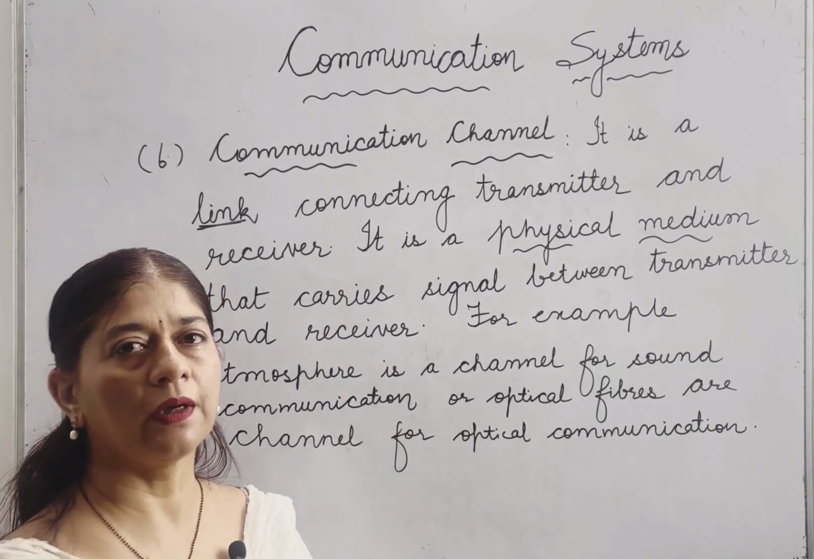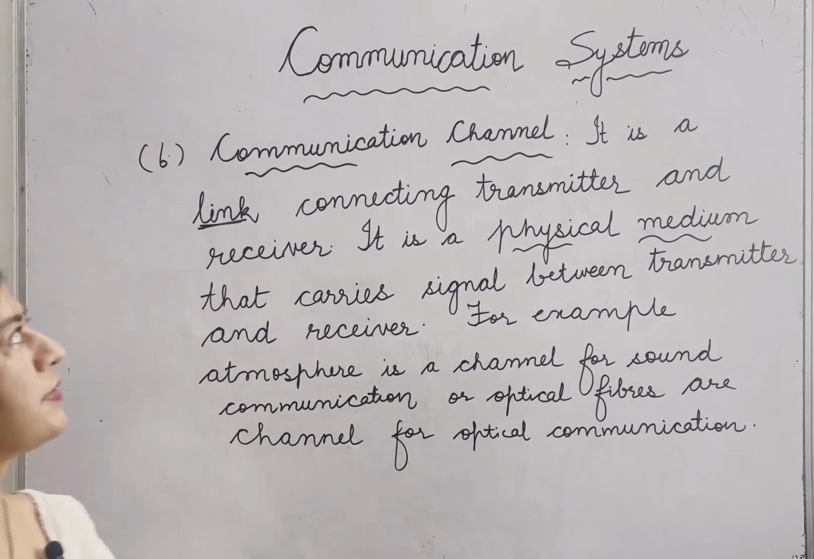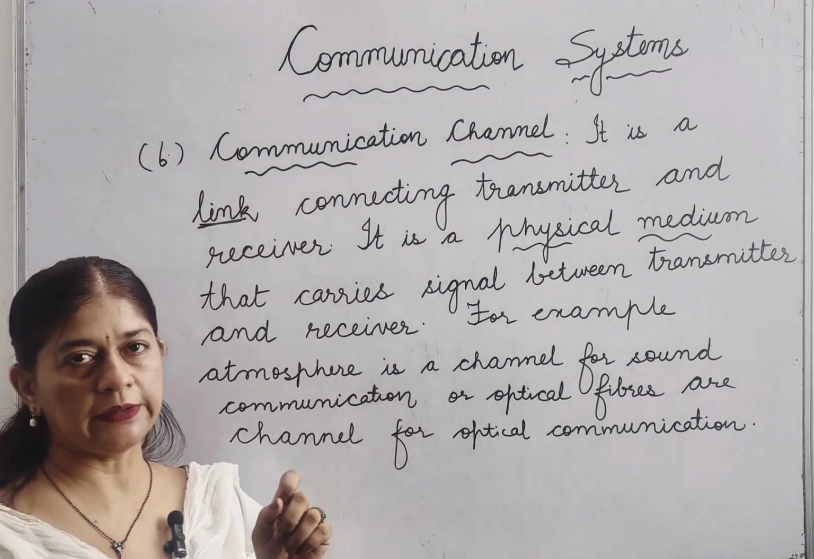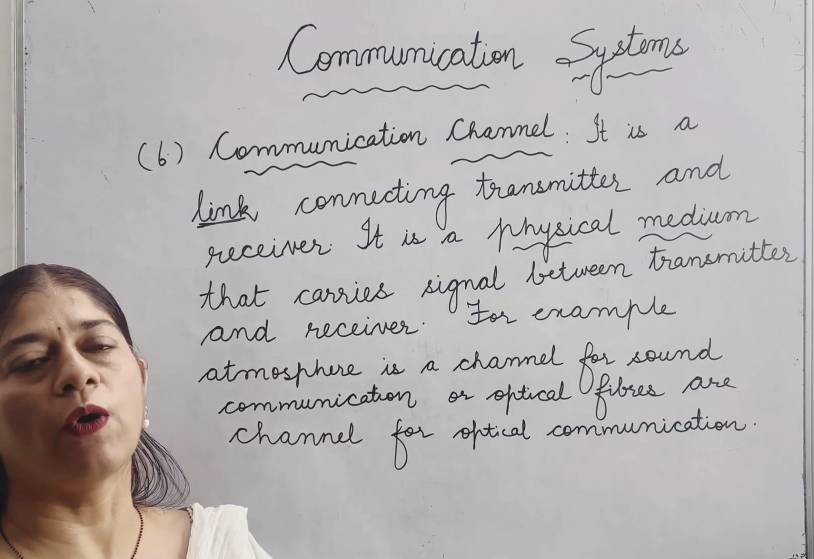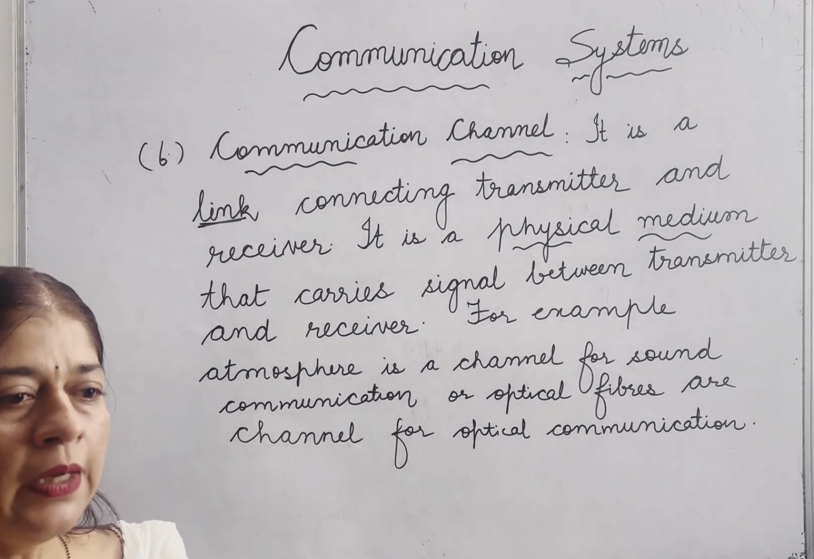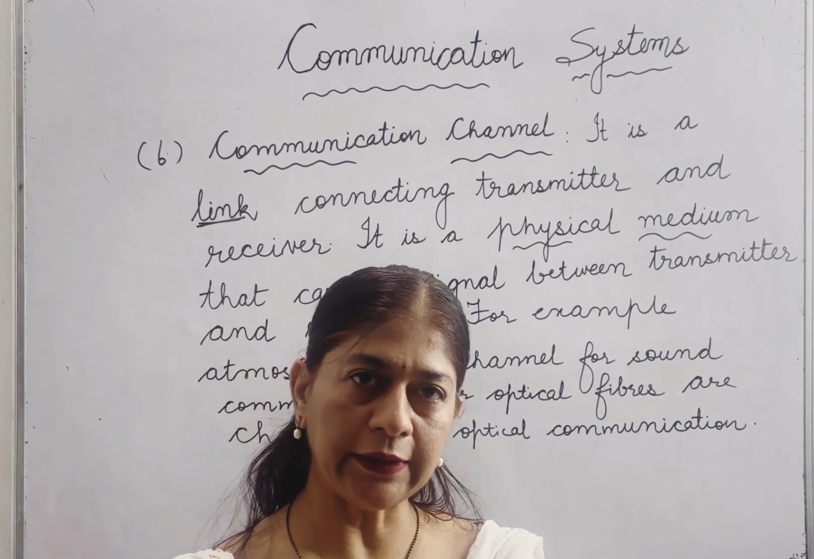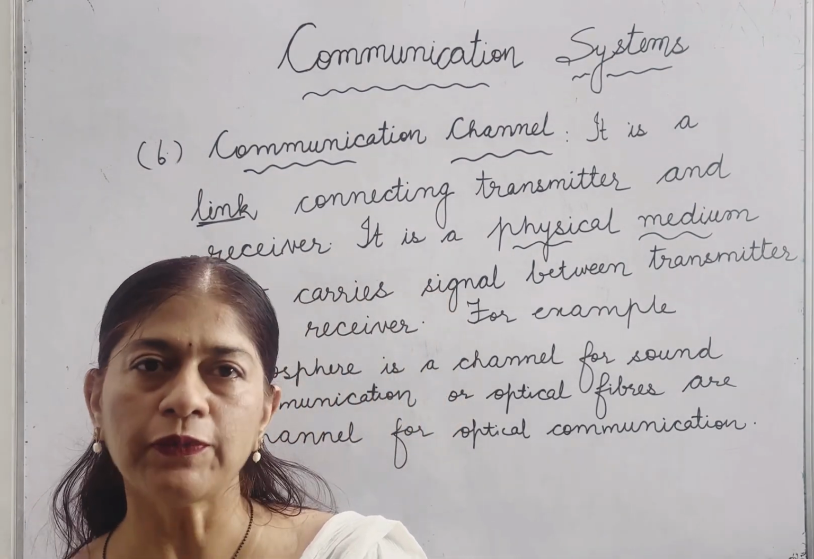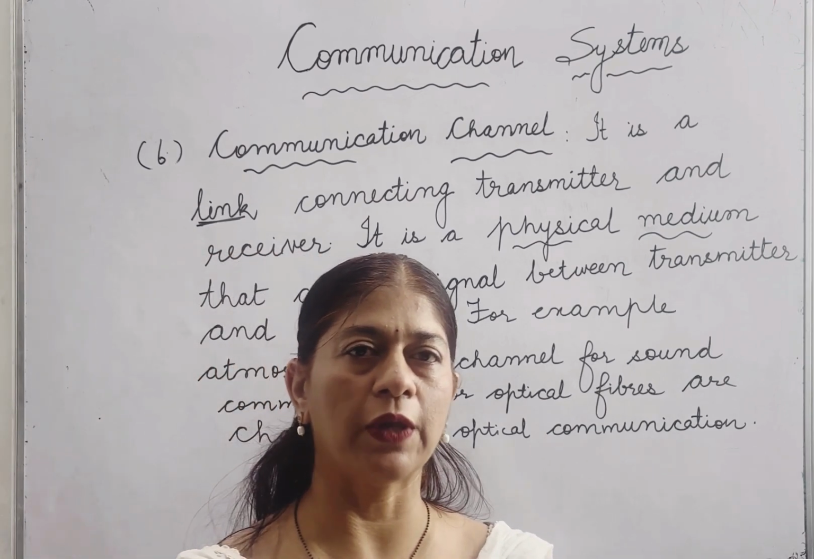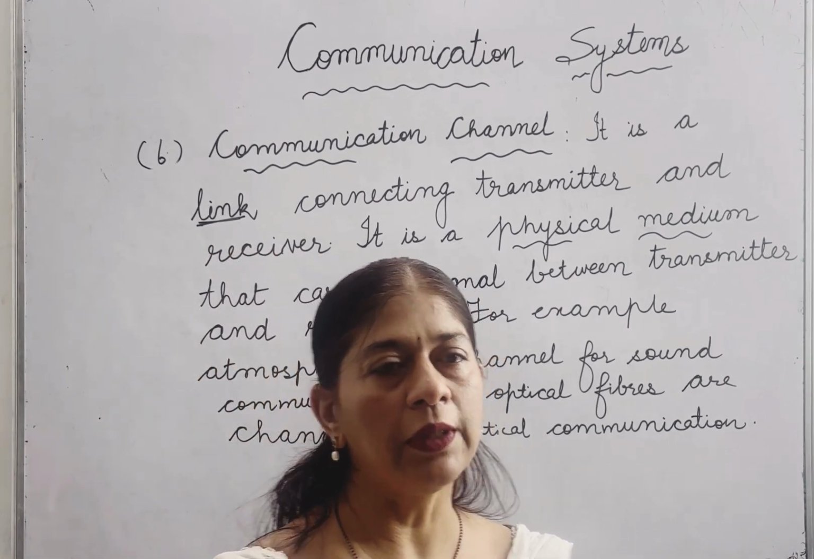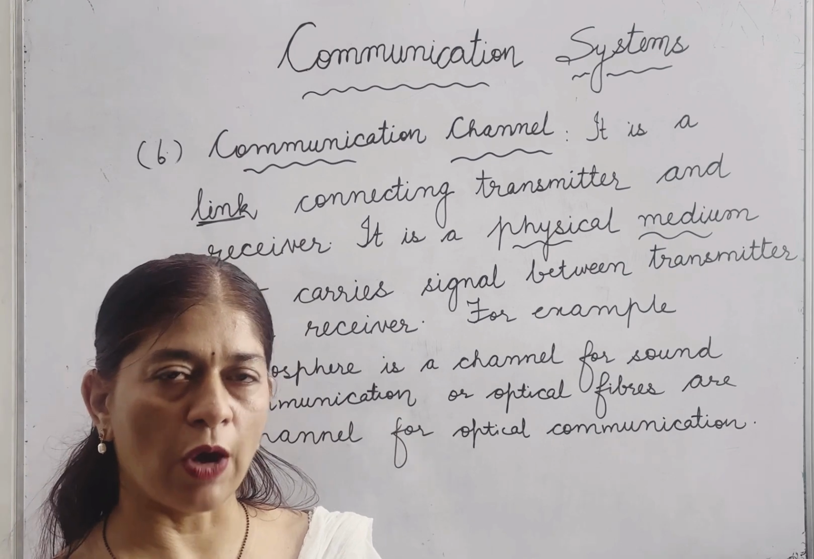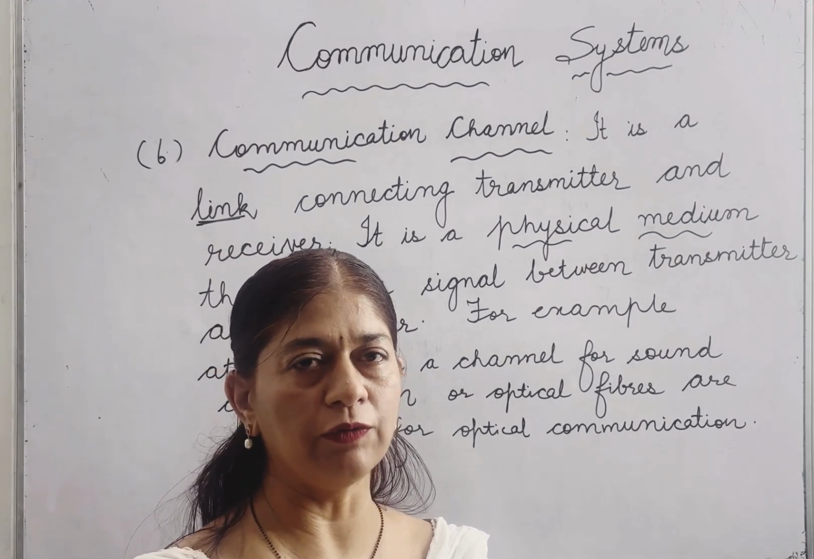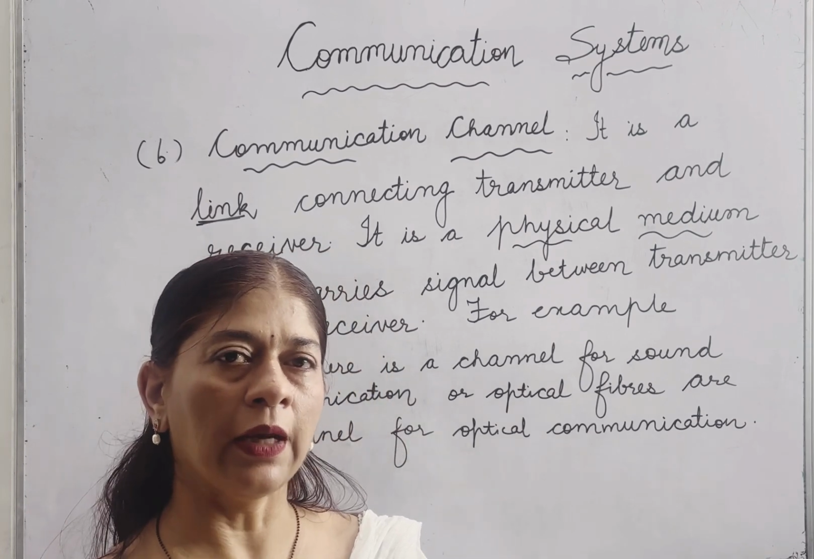Now the next basic term in the communication system is communication channel. It is a link between the transmitter and the receiver, a physical medium that takes the signals from the transmitter to the other end, the receiver. For example, if we are talking about sound waves, the sound communication is being done with the help of the physical medium, atmosphere.